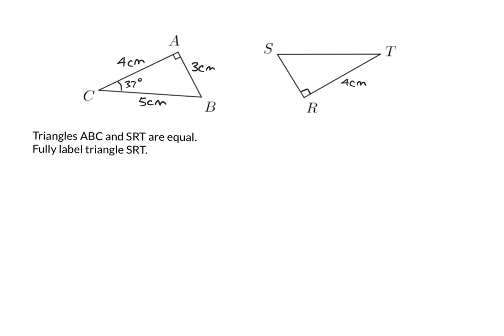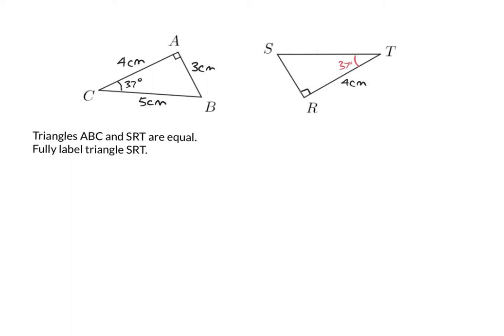So we are given a right angle here, which would match this one. And we are given RT, which is 4, which must match with the AC here. So going from the 90 degree, if we have 4 centimeters going off to the 37 degree angle, this angle here must be 37 degrees. So I'm going to write that on, 37 degrees.